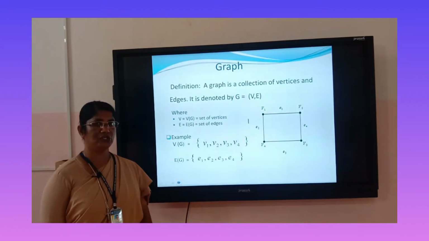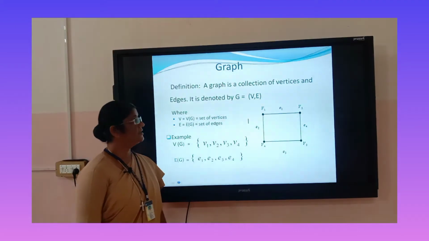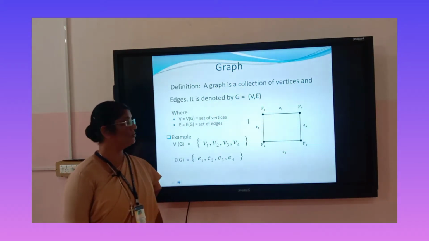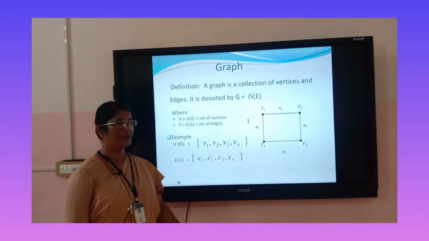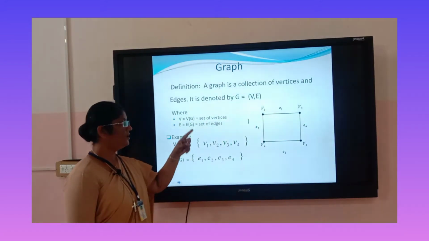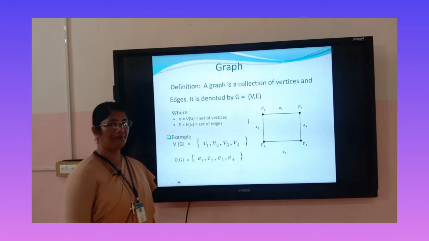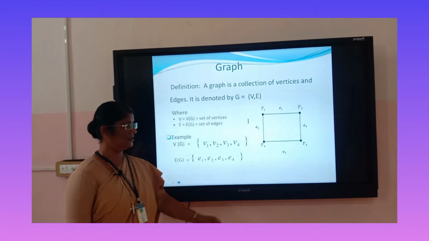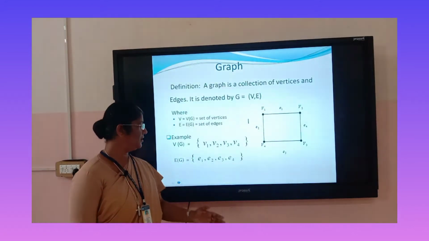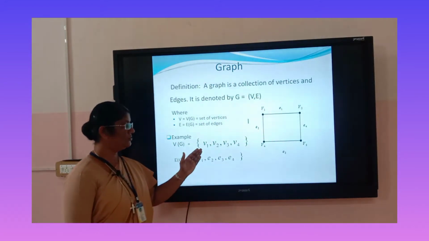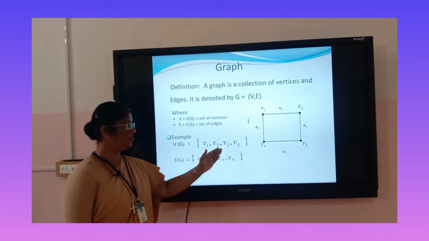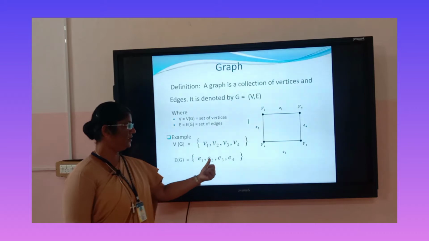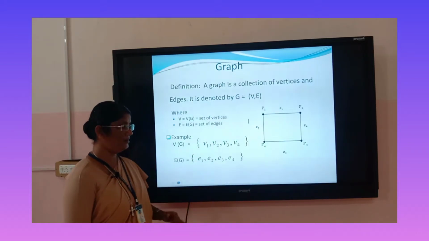Now we'll see the definition of graph. A graph is a collection of vertices and edges. It is denoted by G = (V, E), where V = V(G) is a set of vertices, E = E(G) is a set of edges. This is an example for the graph. Example, V(G) = {V1, V2, V3, V4}, there are 4 vertices. E(G) = {E1, E2, E3, E4}.